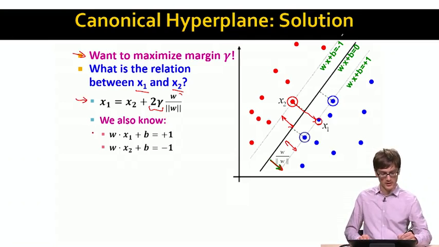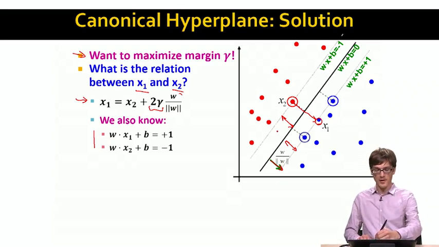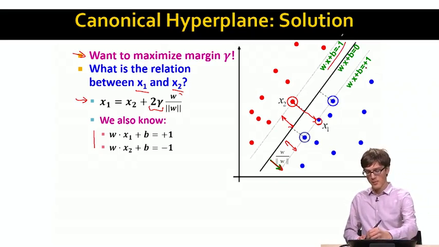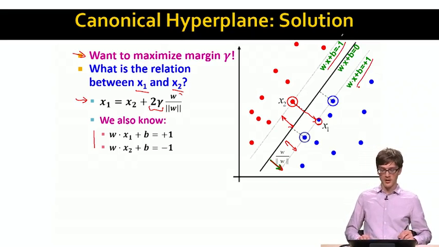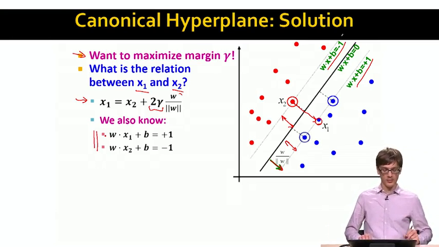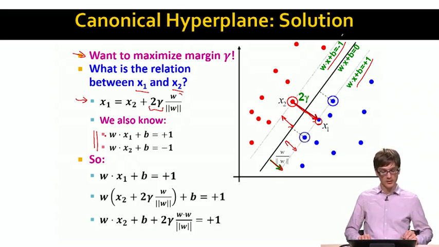The second equation that we know is based on our assumption on the previous slide, that the left side of the margin is defined by wx plus b equals minus 1, while the other side of the decision boundary is defined by wx plus b equals plus 1. So I can also write out both of these constraints. So what I can do now is take this system of equations and try to solve it, right?